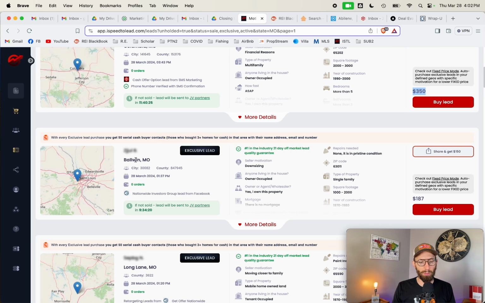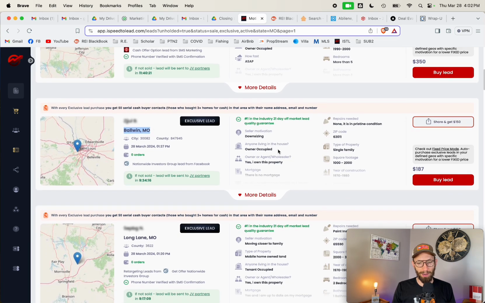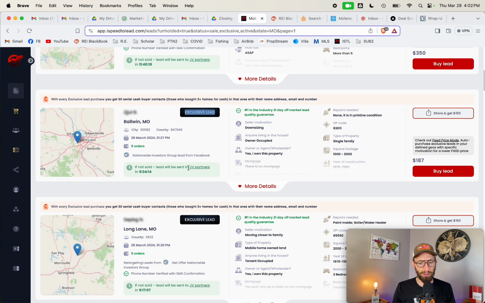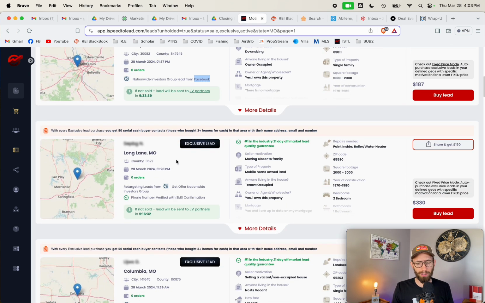But if I go down to Baldwin, Missouri, you could buy this lead. It's an exclusive lead, and this one was generated from a Facebook ad. This is somebody who filled out a form on Facebook as they were scrolling through their news feed. They needed to sell their house. This is probably a more quality lead than somebody just responding to a cold text message that they receive. They're just a tire kicker, just kind of messing with you, not really motivated to sell. That's something that I pay attention to. You could buy the lead exclusively for $187, and then you just go down the line here.